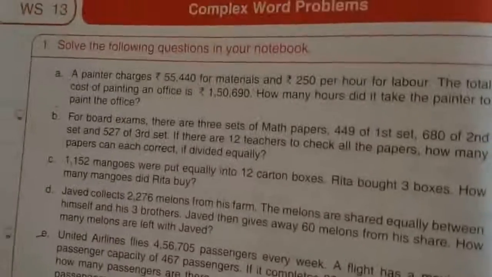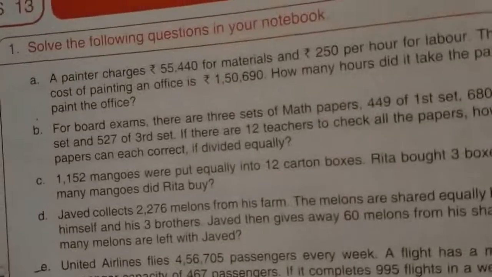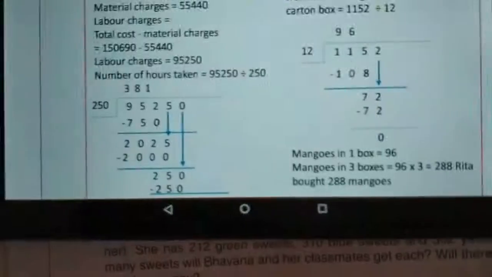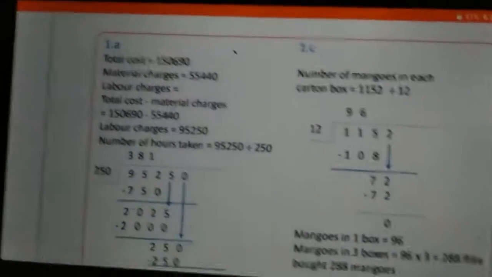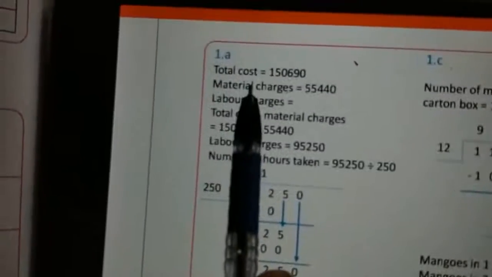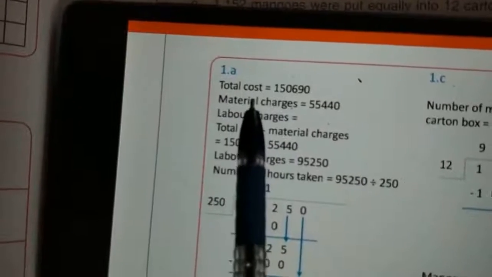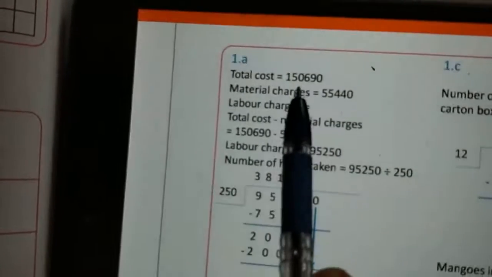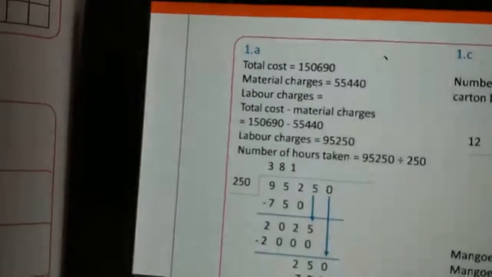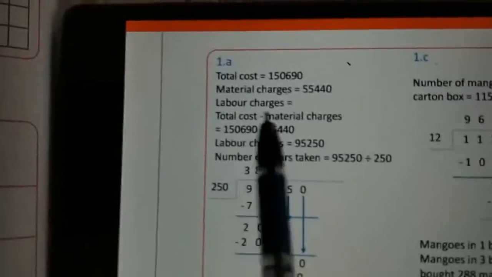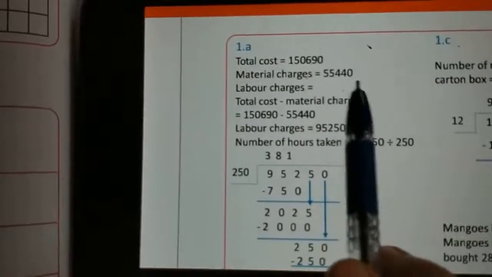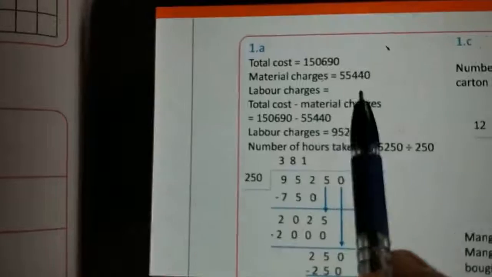Okay students, in that we have to find the numbers and keywords first. So let's start. Here we have to write first total cost. Total cost is 1,15,690. Material charge 5,54,040. Labor charge we have to find here.